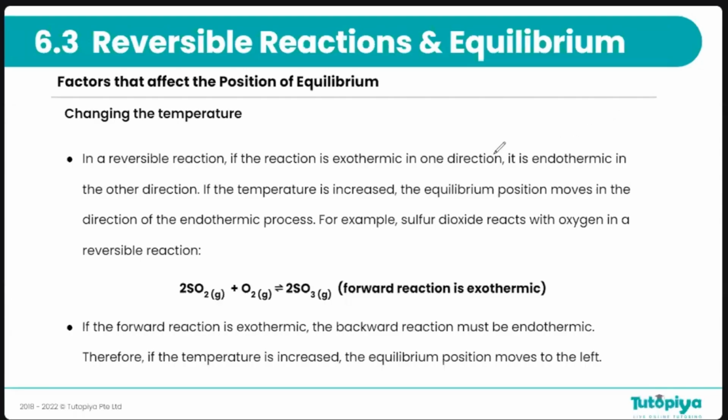And finally, we have the last factor that affects the equilibrium, which is the temperature. Now, when we're dealing with the temperature, it is important to know which out of the forward and reverse reaction is exothermic. Always in a reversible reaction, one reaction is exothermic and the opposite one is endothermic. So, in this example, they have said the forward reaction is exothermic. If the forward reaction is exothermic, then the reverse reaction is definitely endothermic. In another case, if the forward reaction was endothermic, then the reverse reaction is exothermic.